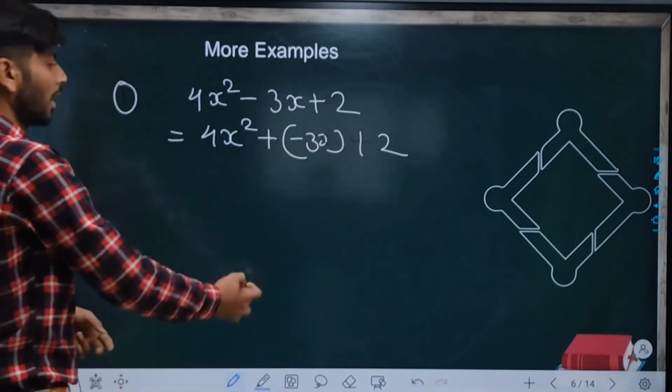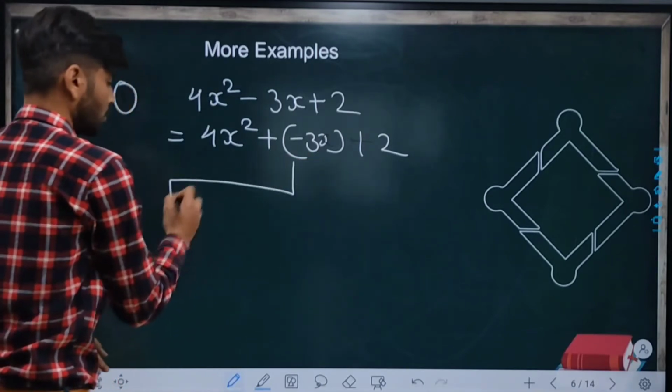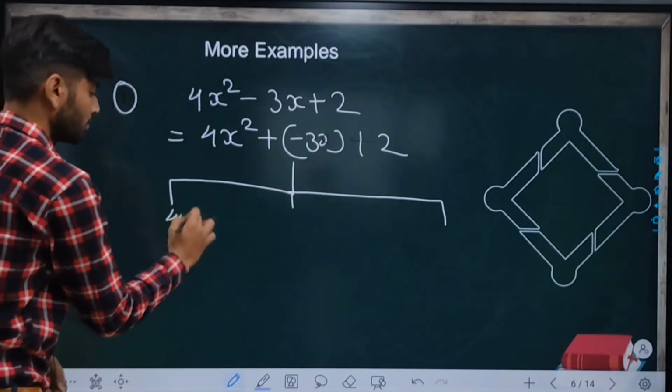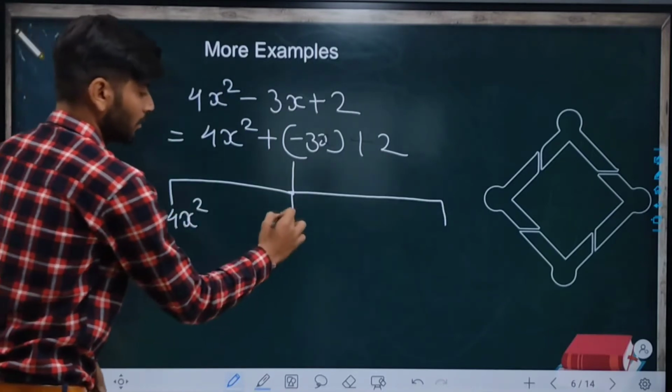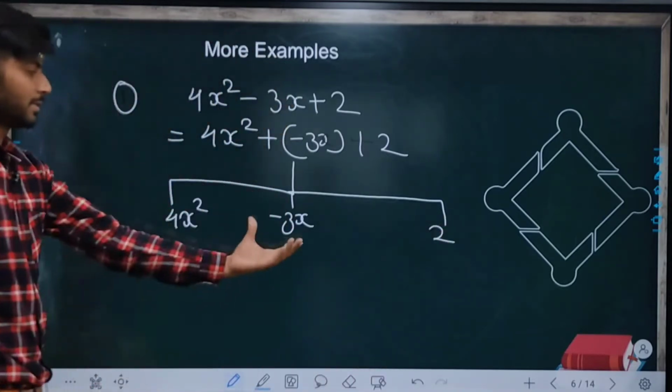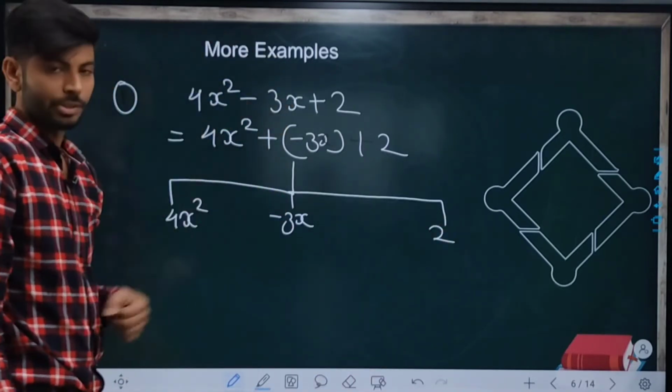So the terms are, we can make a tree. 4x square, minus 3x and 2. These 3 are the terms of this expression.